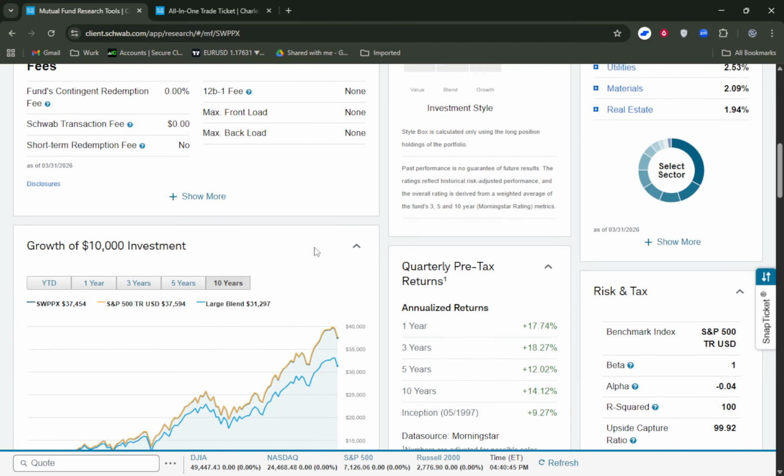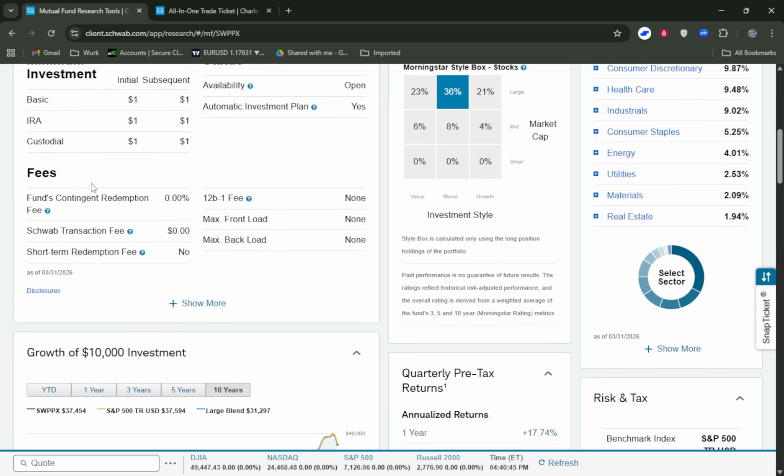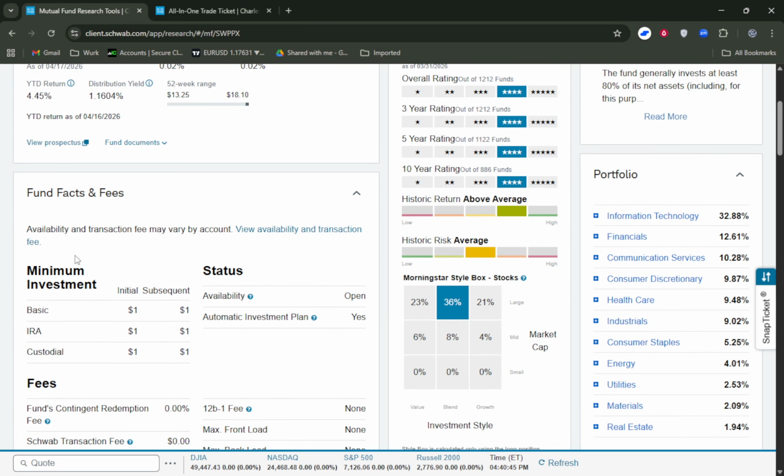Choose mutual funds or the all-in-one trade ticket. Select the account you want to use, then enter the fund symbol to pull up the exact fund. Set the action to buy and enter the dollar amount you want to invest, such as $100.